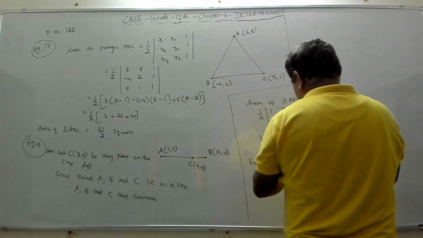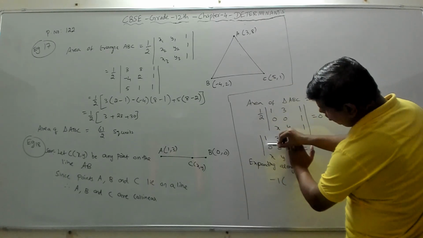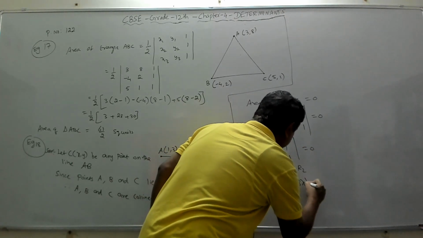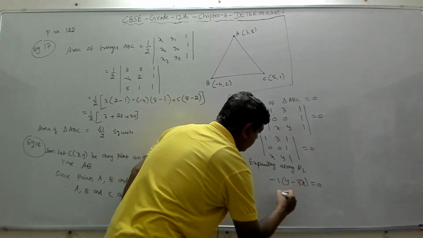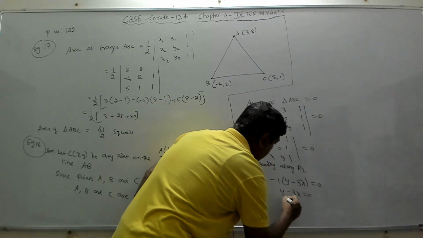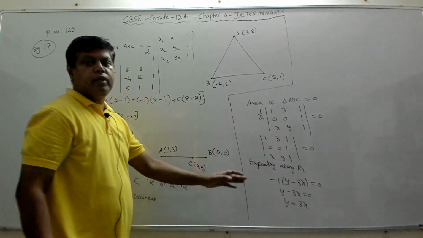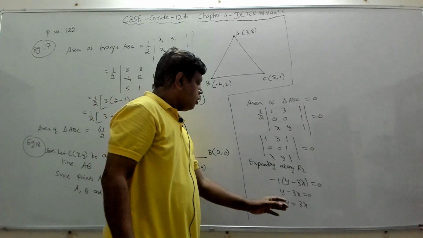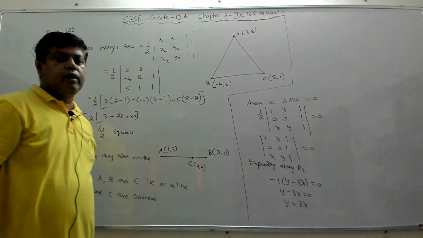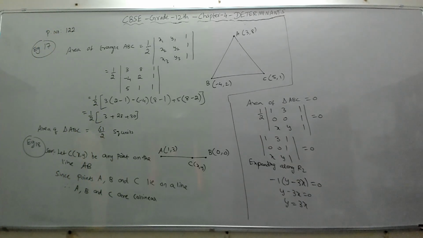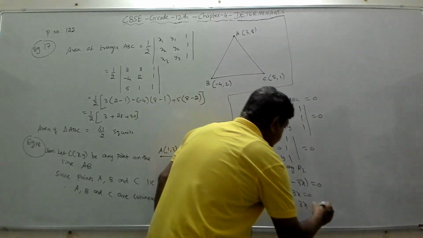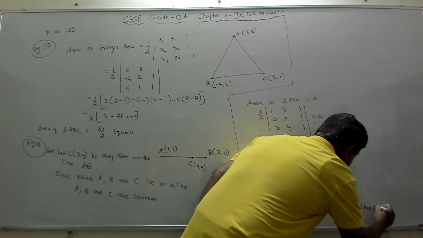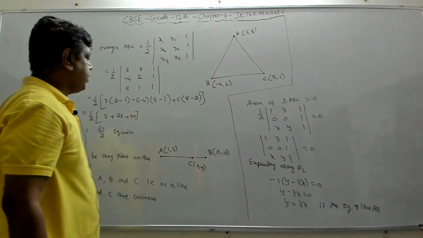So if you close this particular row and this particular column, you'll get 1 into y, which is y, minus 3 into x is 3x, equal to 0. So this minus 1 also will go. You'll get y minus 3x equal to 0, or y is equal to 3x. So this is the equation of the line AB. So we'll say y equal to 3x is the equation of the line AB, the line which joins A and B. Fine. So this is the first part.